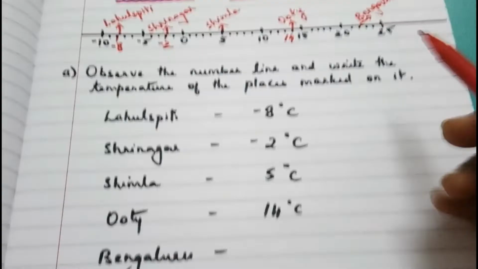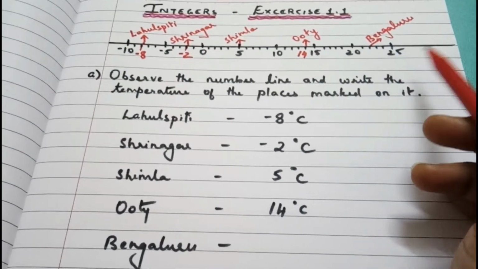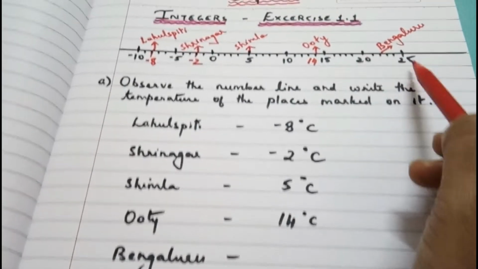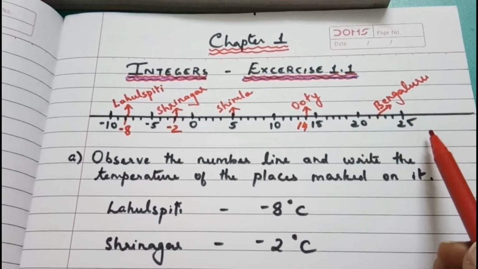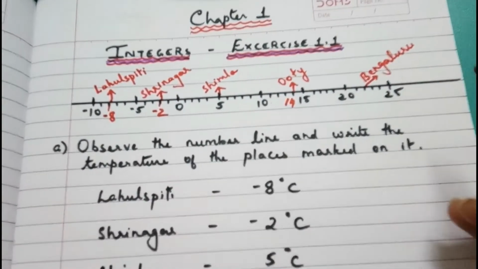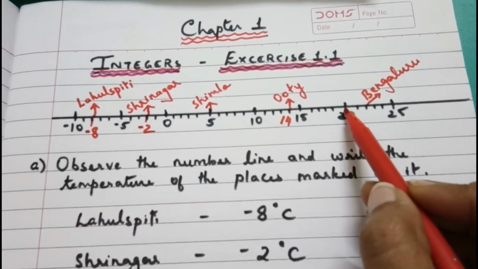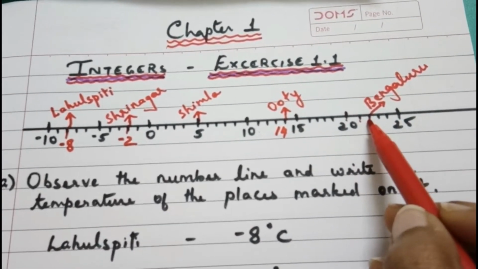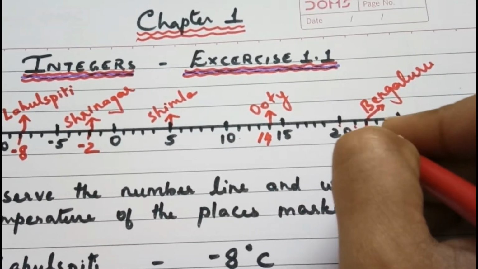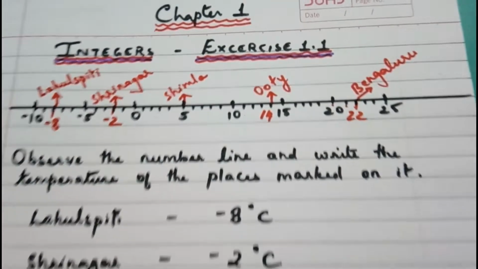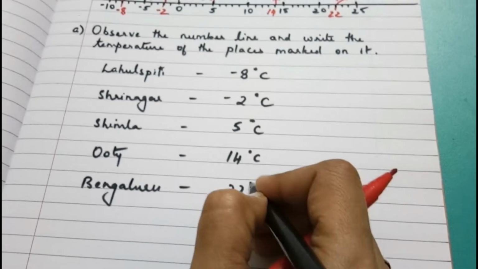And last but not the least is Bengaluru. Let's see, the temperature is marked for this place between 20 to 25. Let's find what's the temperature here. Say it's 20, 21 and the other is 22. So the temperature marked in Bengaluru is 22 degrees Celsius.